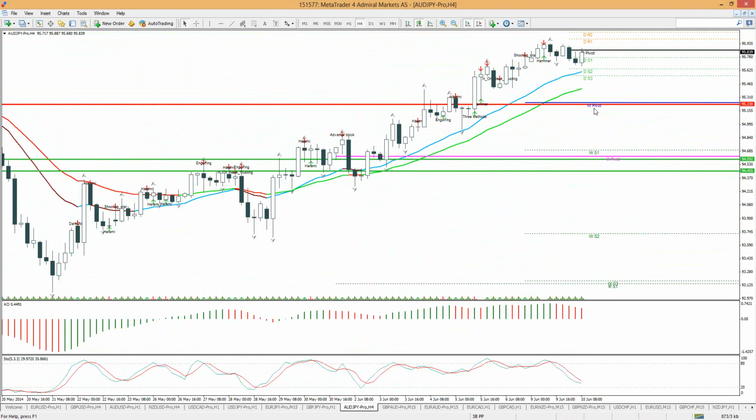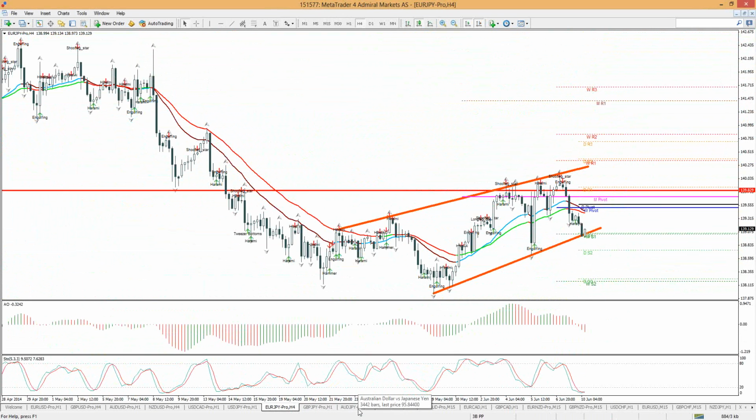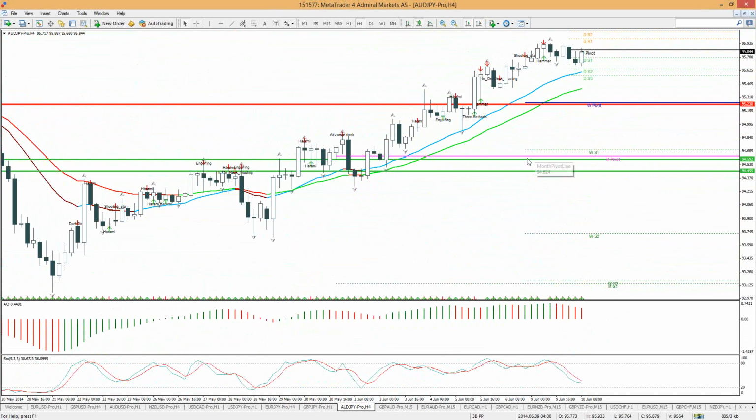It is a bit different because we have the weekly and monthly pivot below it. So this is looking more bullish because price has already broken through it. Also, if you look at the moving averages on the Aussie yen and compare them to the euro yen, obviously there's a big difference. The euro yen is a mix, and the Aussie yen is certainly very bullishly lined up here. So, plus the pivots are below it, this is looking more bullish to me.